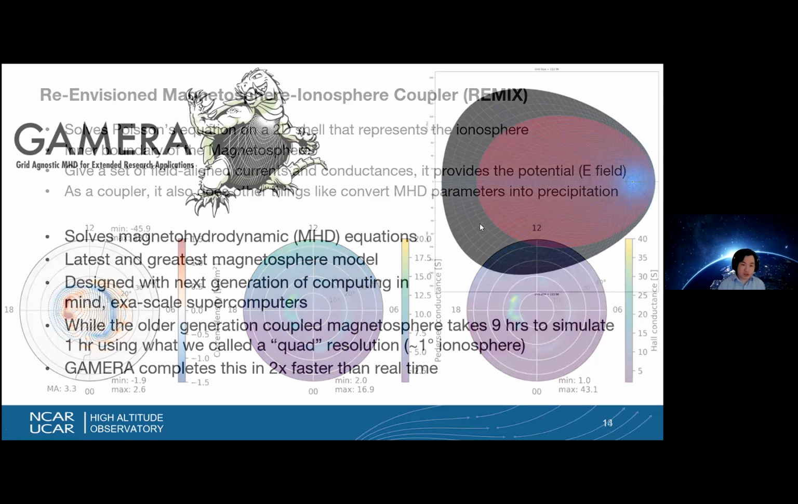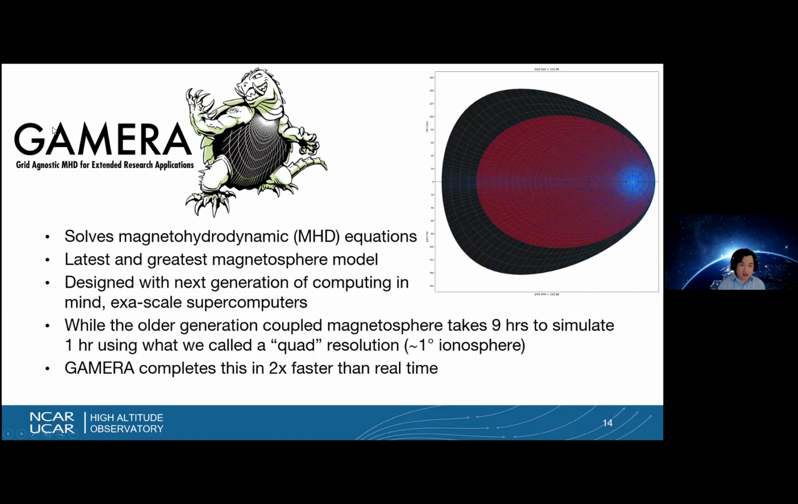All right, so now we go to the magnetosphere part. Gamera. So Gamera is the new magnetosphere model. The other models are just advancements on older models, like the Rice Convection Model has been around for years, decades, maybe millennia, I don't know. And then the TGCM has also been around for about a millennia or so. Gamera is the Grid Agnostic MHD for Extended Research Applications. The paper that describes Gamera's numerics was recently published in 2019. So it's a pretty new model.